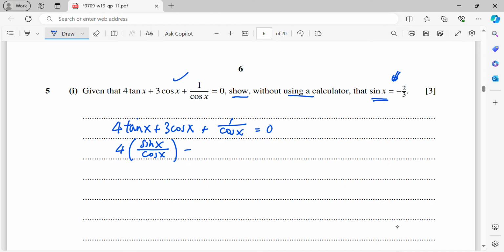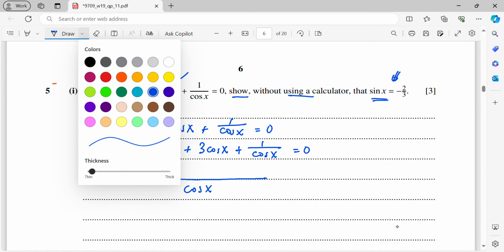Then I will rewrite the rest. And now from here, I notice that the first and third term have the denominator of cos x. So I change my second term so that it has a denominator of cos x. Then I can combine all the terms, because they have the same denominator. So now my first term, when you do expansion, will be 4 sine x.